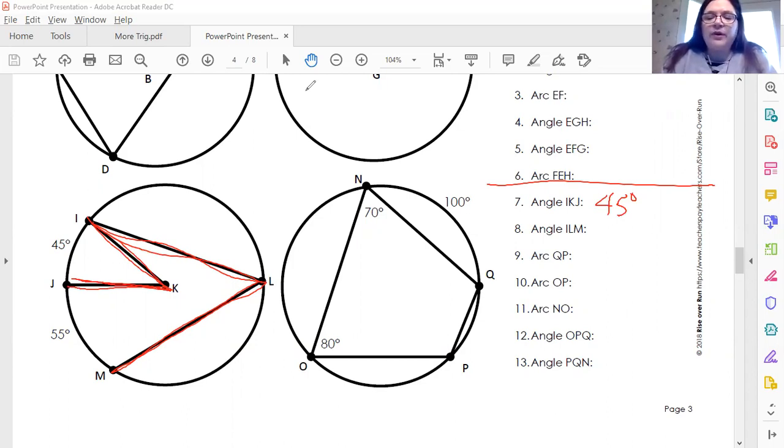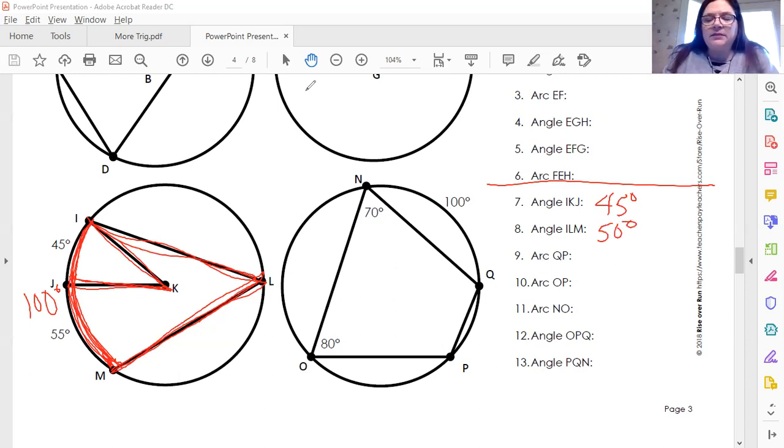So is it 1/2 of 45? There's 45. No, no, this inscribed angle goes all the way out to M. So we need to add these two together. 45 and 55 equals 100. So it's marking the arc from I to M, which is 100. So the measure of ILM, that angle, is 1/2 of 150.